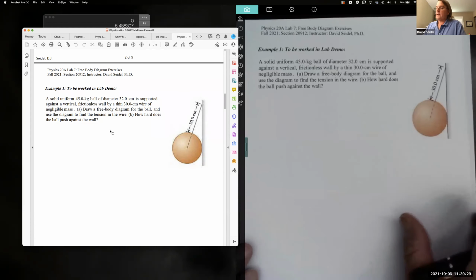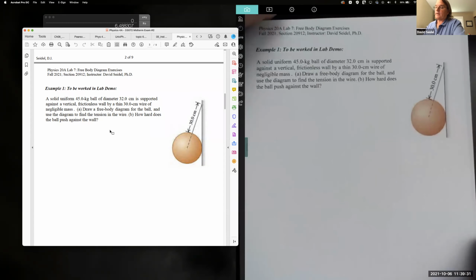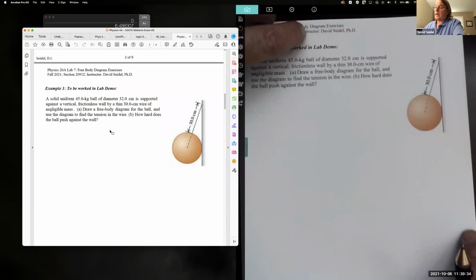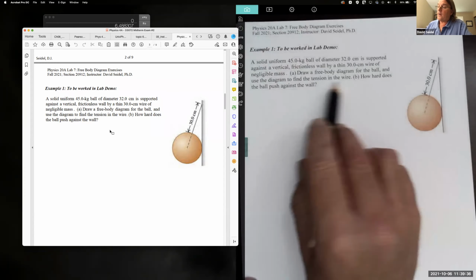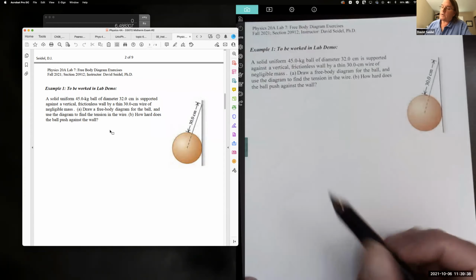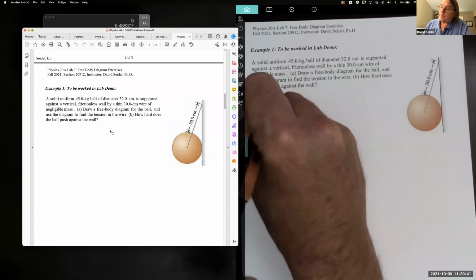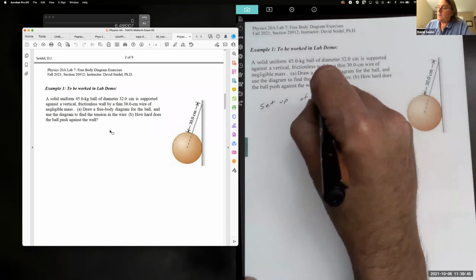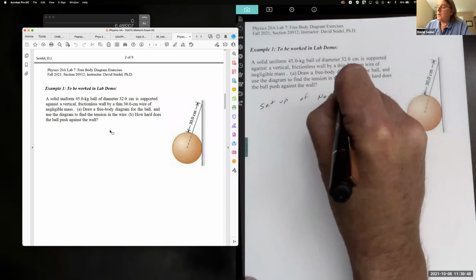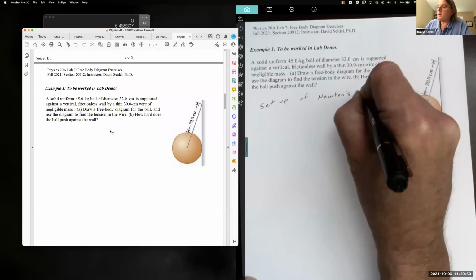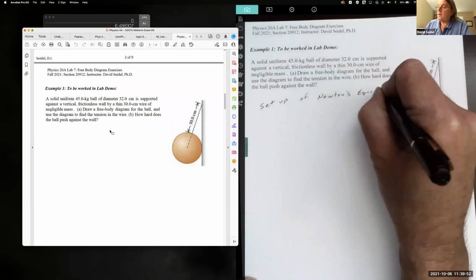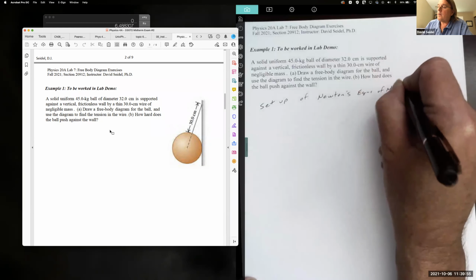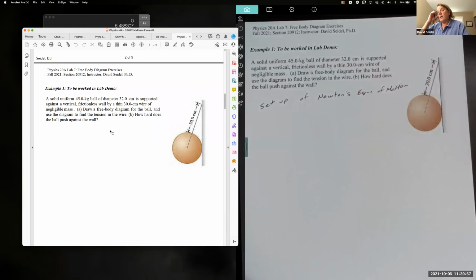Okay. Now this was a solid uniform ball of 45 kilograms. Okay. And then it asks you to get how hard. I don't need you to care about how hard. We're just going to do the setup of Newton's equations of motion. I'm going to stop there. If you want to work the rest of the way out to actually solve it and see if you'd solve the rest of it correctly, I'll give you the answers there.